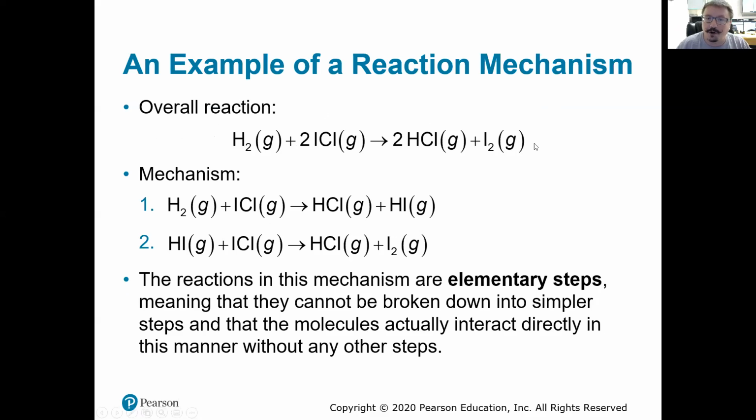So here we have our overall reaction. There's our reactants going to products. This is actually a 2-step mechanism. So what you see happening here is we're forming this HI intermediate. And then we have the second step where the intermediate is used up and we proceed to products. And you can see if we add those 2 reactions together, we should end up with that overall reaction. So these are called elementary steps. So how many elementary steps can we break this overall reaction into, or how many actually occur?